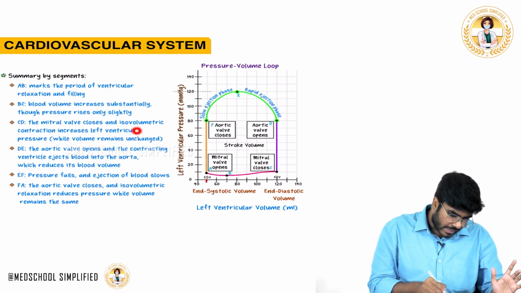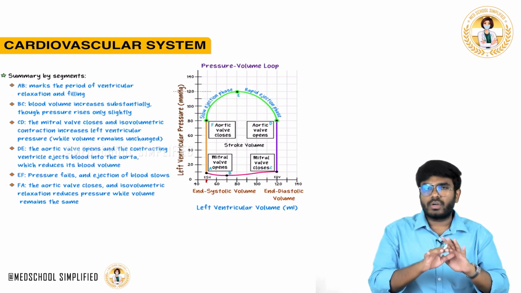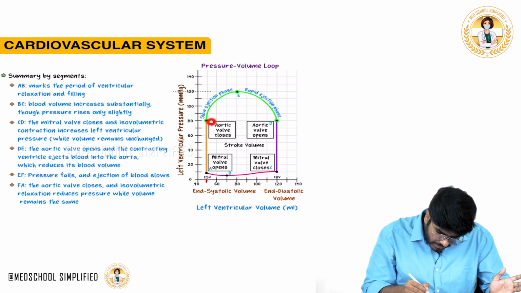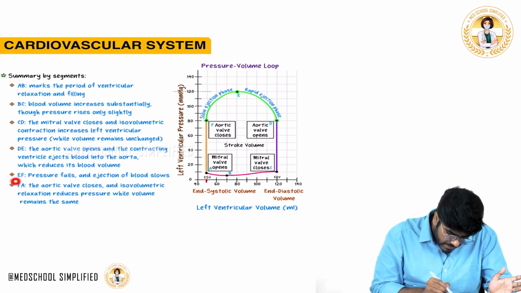All the explanations which are happening, I have already discussed here. What and all I have discussed, I just kept it here. For example, see, what is the event which is happening from F to A? F to A, this is isovolumetric relaxation. So please concentrate, F to A, there is isovolumetric relaxation.